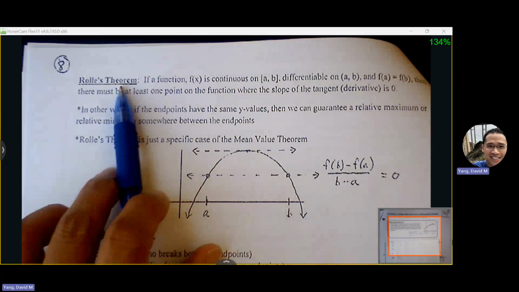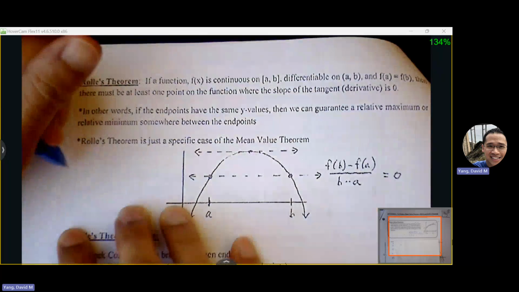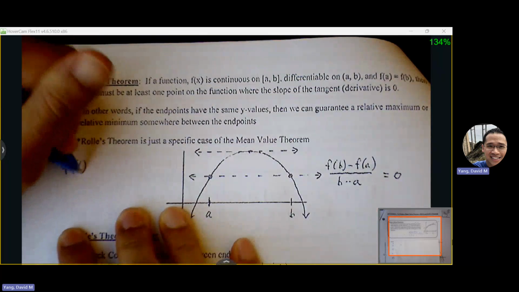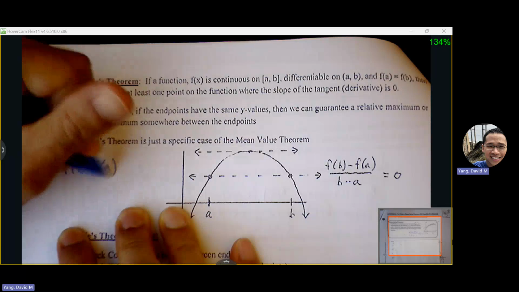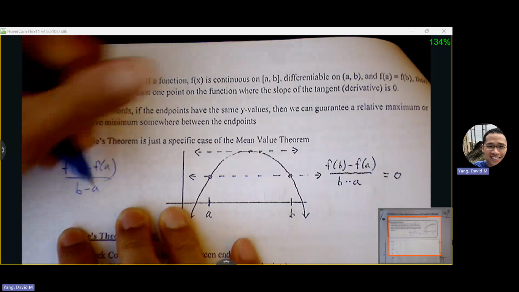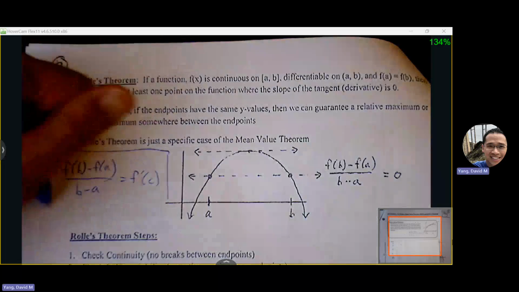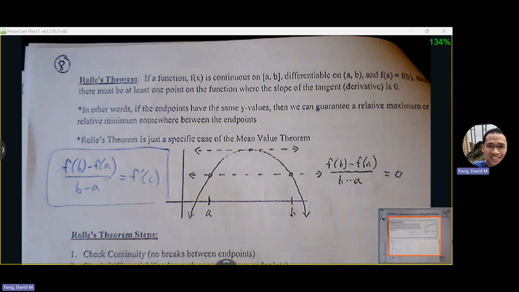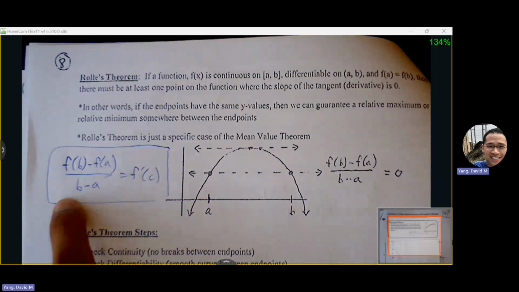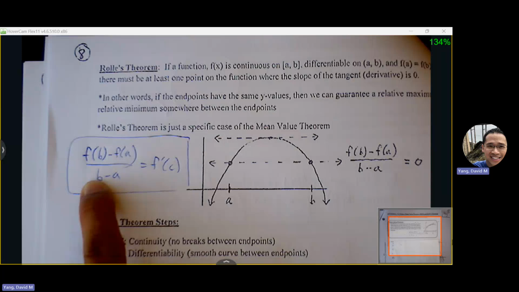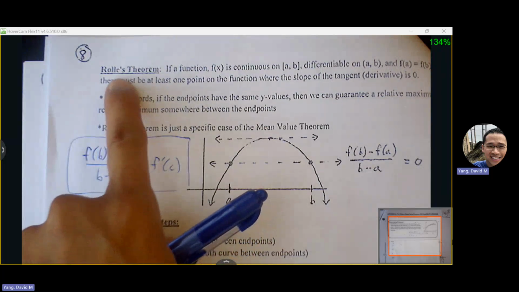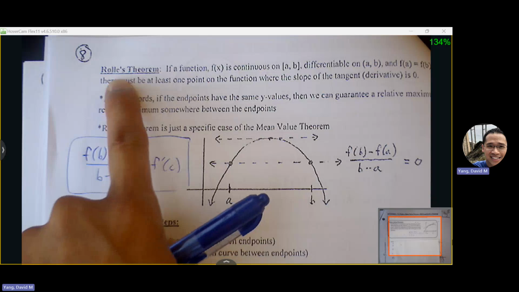So Rolle's theorem is virtually the same thing as mean value theorem. We're still going to go through the same formula. It's still f of b minus f of a over b minus a is equal to f prime of c. Okay. So I don't want us to think that, oh, this is a different theorem. It's the same theorem. It's just a more specific version of mean value theorem. Rolle's theorem is looking for a specific slope. Mean value theorem can be any slope.